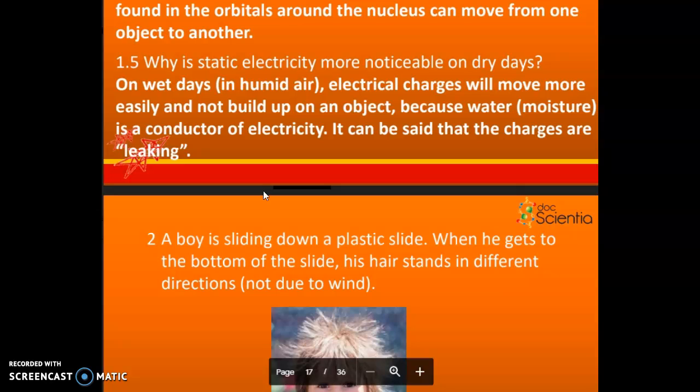1.5. Why is static electricity more noticeable on dry days? On wet days or in humid air, which are more wet, electrical charges will move more easily and not build up on an object. So they will move around more freely because the water in the air is a conductor of electricity. So it can be said that the charges are leaking.